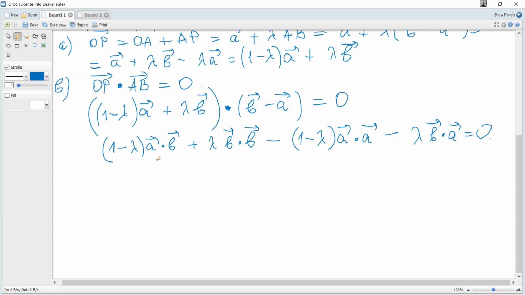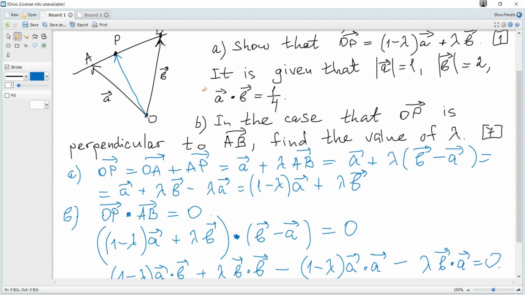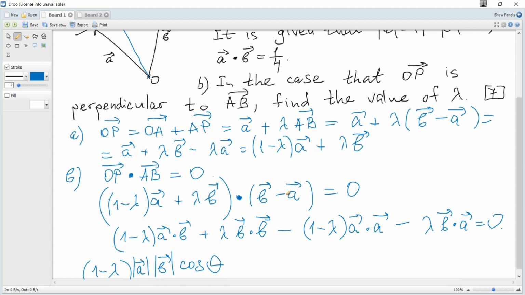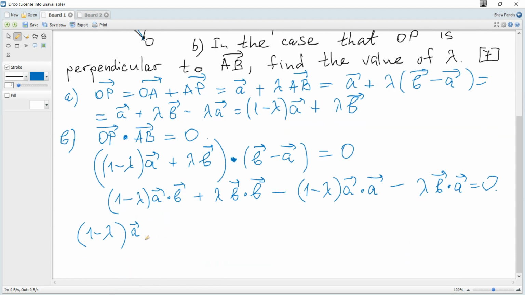What is dot product? The formula is given in the data booklet, and it says that it's the magnitude of the first vector multiplied by the magnitude of the second and multiplied by the cosine of the angle between them. But here it is given directly that the dot product a · b is 1 over 4. And the dot product's answer is just a number, a scalar. Vector product, the answer is a vector. So it's just 1 over 4 plus lambda b · b.